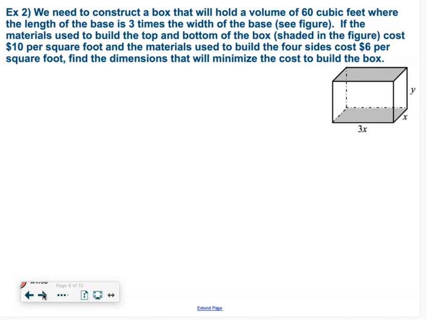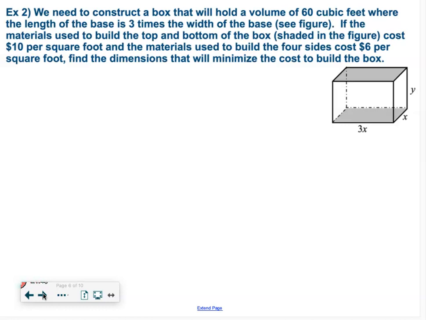We need to construct a box that will hold a volume of 60 cubic feet where the length of the base is 3 times the width of the base. See figure. If the materials used to build the top and bottom of the box, shaded in the figure, cost $10 per square foot, and the materials used to build the 4 sides cost $6 per square foot, find the dimensions that will minimize the cost to build the box.